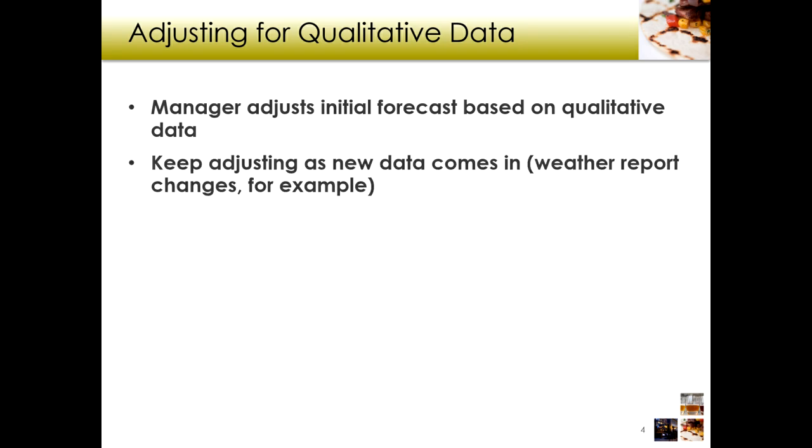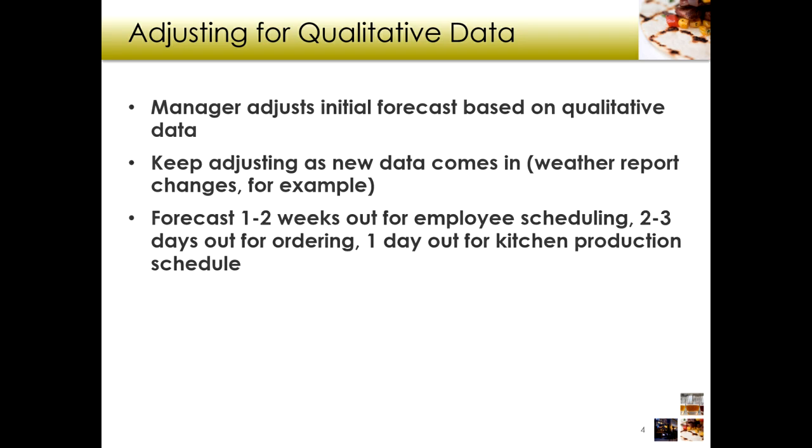And we're going to keep adjusting as new data comes in. We can't forecast the weather a month out, right? As much as we'd love to try, we can't. So we have to adjust that on a weekly basis, even daily sometimes. Because if we have a weekly forecast adjustment, then we can adjust our schedule. We can add more people, we can take off more people, right? We can control our costs a lot more efficiently, right? We want to forecast 1 to 2 weeks out for employee scheduling and 2 to 3 days out for ordering. 1 day out for kitchen production, right? We want to be producing our food quite timely, right?